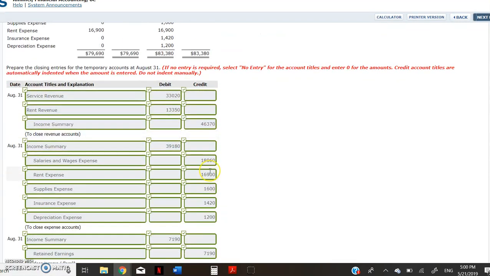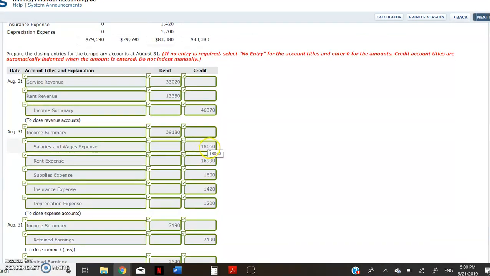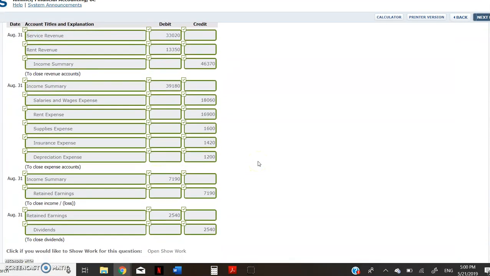So we add all those expenses: the 18,060 from the salaries and wage expense, plus the 16,900 from the rent expense, plus the 1,600 from the supplies expense, plus 1,420 from the insurance expense, and plus the 1,200 from our depreciation expense gives us a total of 39,180 for the income summary.